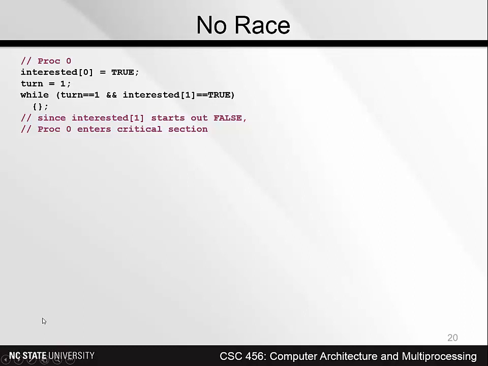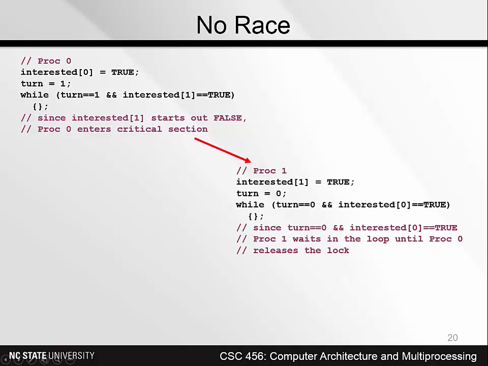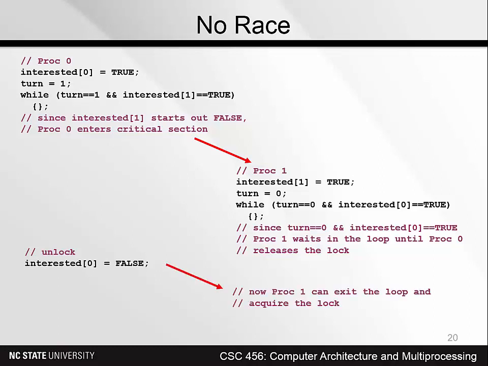Let's consider how Peterson's algorithm works in a couple of different scenarios. In the first scenario, there is no race. Only one process at a time is trying to enter the critical section. Process 0 sets interested to true and sets turn to process 1. But since process 1 is not interested in entering the critical section, process 0 is allowed to go in. Then process 1 sets its interested variable to true and sets turn to process 0. But since process 0 is still in the critical section, its interested variable is still true, so process 1 can't enter the critical section. Then process 0 exits the critical section and sets its interested variable to false, allowing process 1 to enter the critical section.